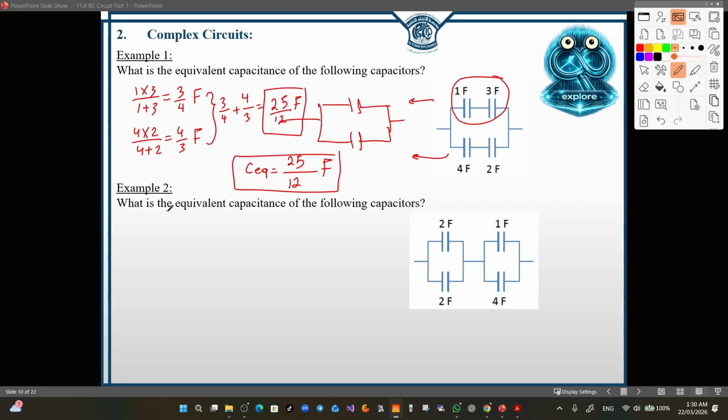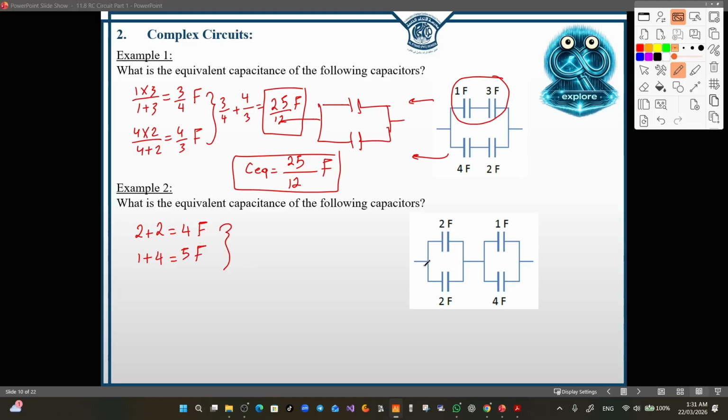So in example 2 again, we need to find the equivalent capacitance. Notice that 2 farad and 2 farad are in parallel, so we just add them in the normal way, and the equivalent will be 4 farad. Now 1 and 4 are connected in parallel, so we just add them. It is equal to 5 farad.